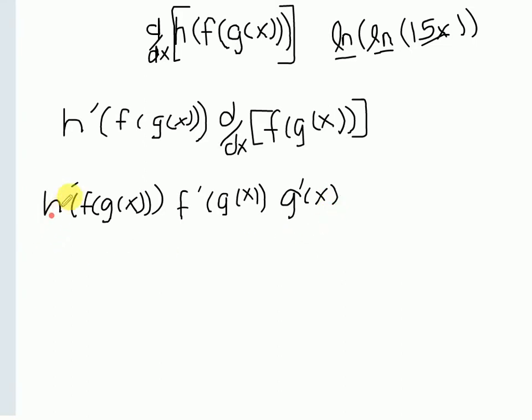Alright, so I've got my h prime with both my functions inside of it, my f prime with a single function inside of it, and then just my g prime with just the 15x. So if we do that, that would be h prime, remember h is the outside ln, so that's 1 over ln of 15x. Nope, just kidding. I got all carried away. ln of 15x. So h prime with the double function on the inside.